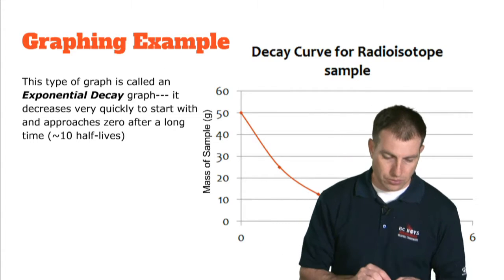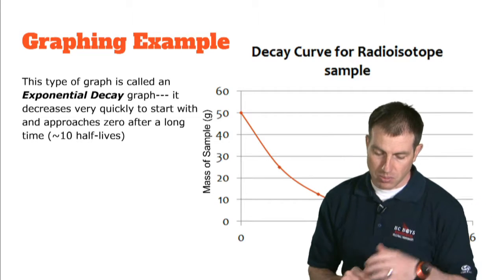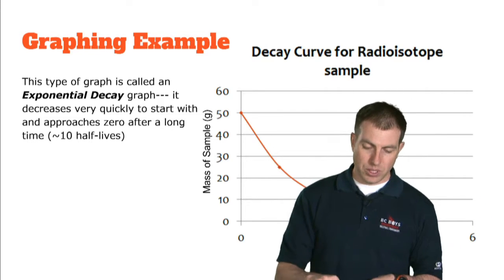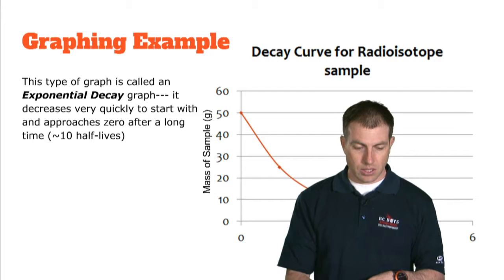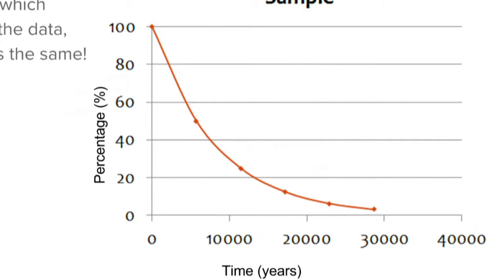Let's look at these graphs here first. So this first graph is mass on the side and then number of half-lives on the bottom. If we look at the next graph, it's almost the exact same, but now we're talking about percentage versus number of years. So the curve looks exactly the same. It doesn't matter what we use to plot the data. And we can use any combination of percentage and mass and time and half-lives.